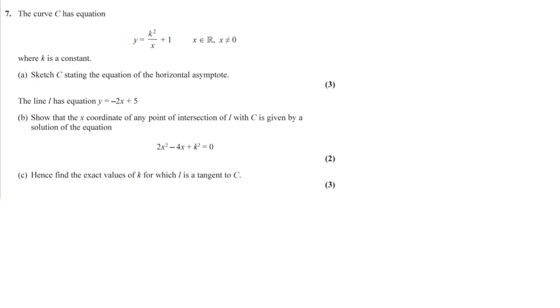So then finally for part C, hence find the exact values of k for which L is a tangent to C. So if something is a tangent, it means it touches once. It means there's one solution. So when there's one solution to something, we can use our discriminant. And if there's one solution, it follows that b squared minus 4ac is equal to 0.